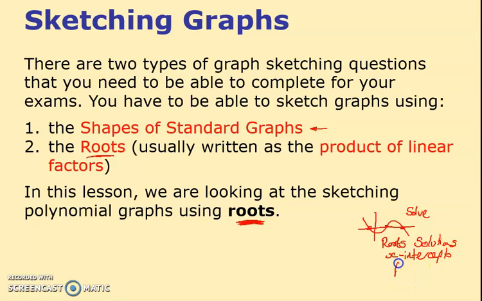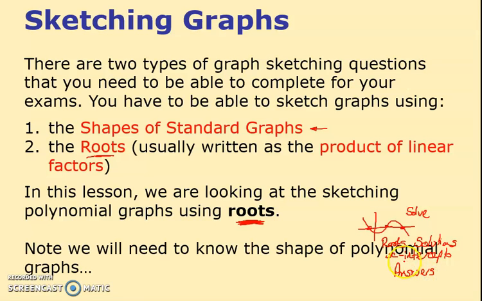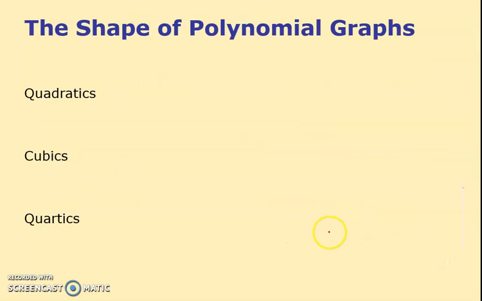Well, you might just think of them as answers, but really it's all the same thing. We will need to know the shape of the polynomial graph. So I did say that this one's probably a cubic, and that's because I know about cubics. So let's have a look at these shapes of graphs.